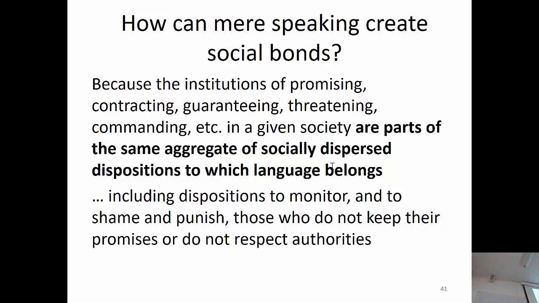Because the dispositions to sanction and to monitor are part and parcel with the dispositions to speak. Just as we have dispositions to speak grammatical English, so we have dispositions to monitor people who make promises. They are part and parcel of the same set of social dispositions which human beings living in societies have.